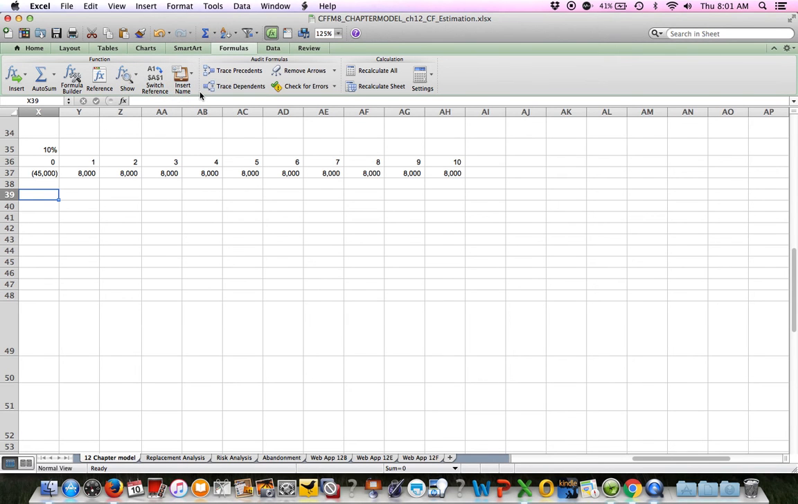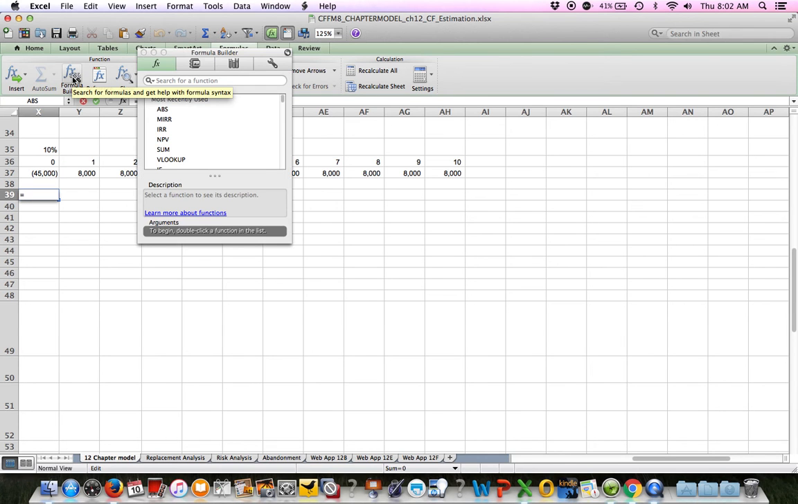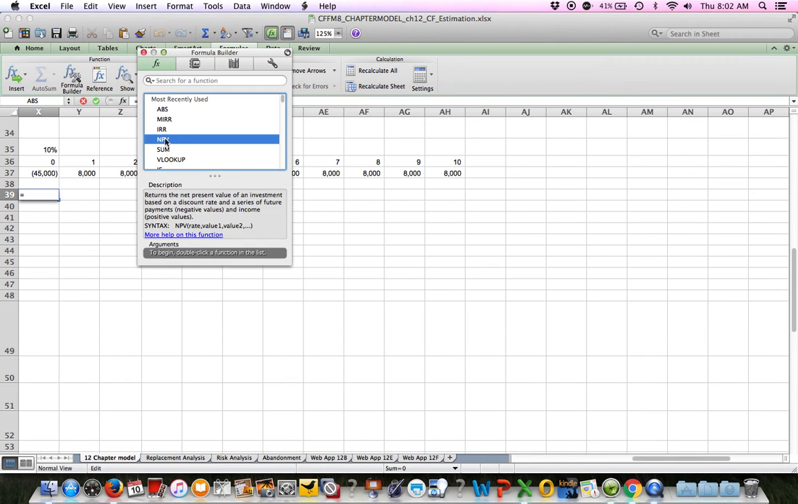There's lots of ways to do it. You can type in equals NPV and build one. You can do formula builder. There's lots of ways to find it. But anyway, if you go to the formula builder, almost always NPV is one that just shows up, and that's the one you want.